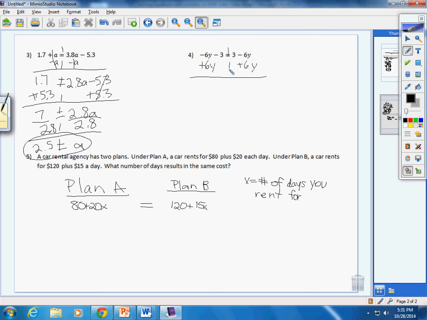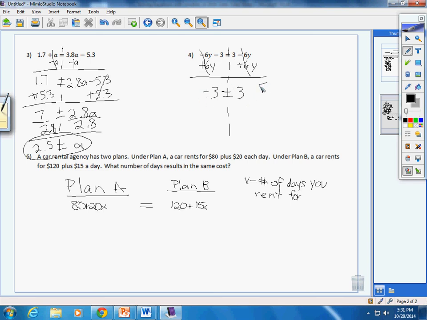Remember, my sides are dictated by the equal sign. That's what determines the left and the right side. Negative 6y plus 6y is just 0. So I'm left with negative 3 on the left side. Equals, well, negative 6y plus 6y is 0. So all I'm left with is the positive 3. But what do you notice? Is this a true or a false statement?